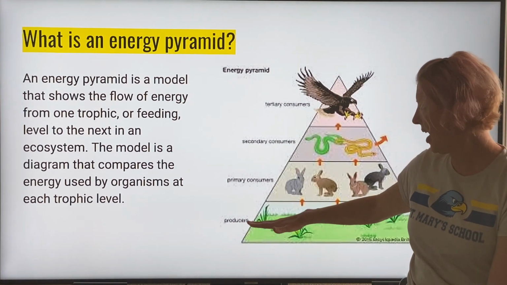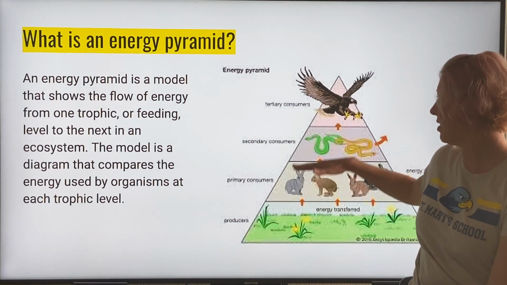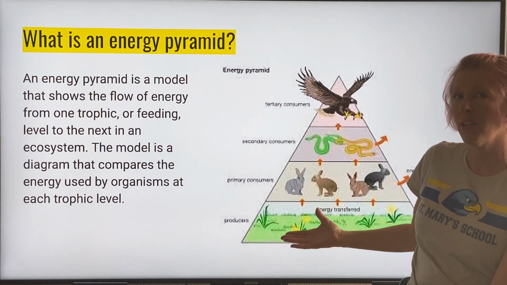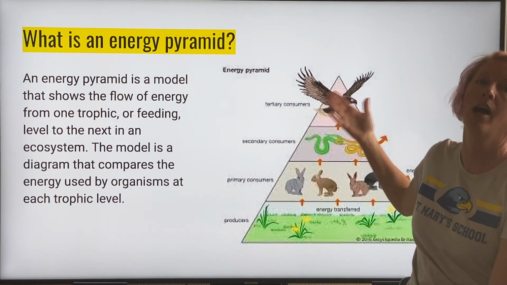And by the time the energy from the sun, from the plants, makes its way up to the top, we've lost a lot of that energy. So these types of animals have to eat a lot more.